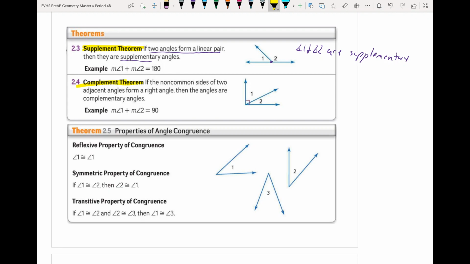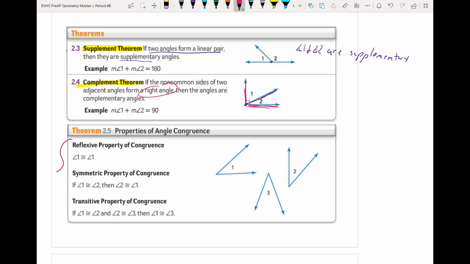Okay. Now, exact same idea for the complement theorem, except it's with 90 degrees instead of 180. If the two non-common sides of adjacent angles form a right angle, which means I've got two adjacent angles, they share a vertex and a common side, if the two non-common sides, which are this one and that one, the one going up and the one going to the right, form a right angle, then the two are complementary. So if I see this, I can say those two are complementary and use the complement theorem as the justification or the reason. Let's keep those in mind as we go forward to our proofs here in a second.